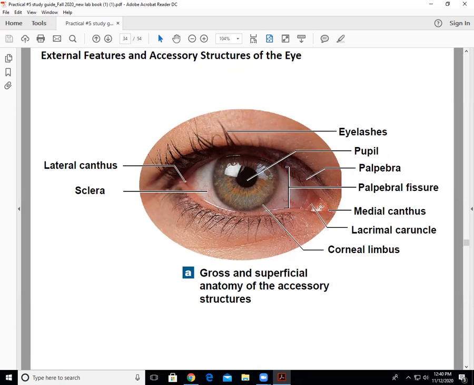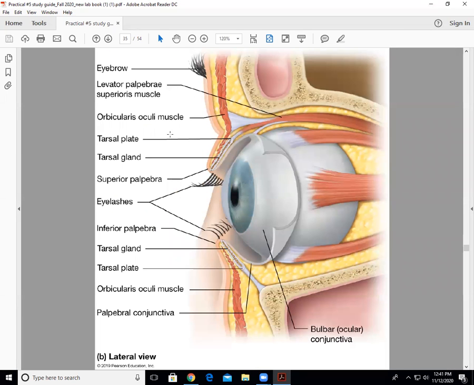And this space right here by the medial canthus is our lacrimal caruncle. Okay. All right. Another view. Again, you've got the eyelashes, your eyebrows. This one shows you some muscles related to your eye. You've got the orbicularis oculi, it's going to go around the eye. Some of these muscles, you have some extrinsic muscles that help your eyes move. We'll get into those in just a minute.